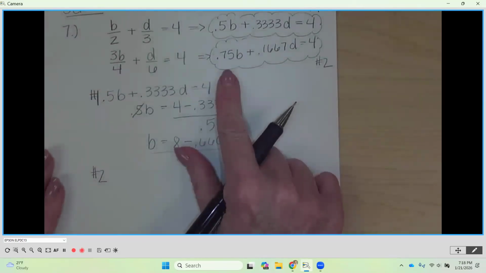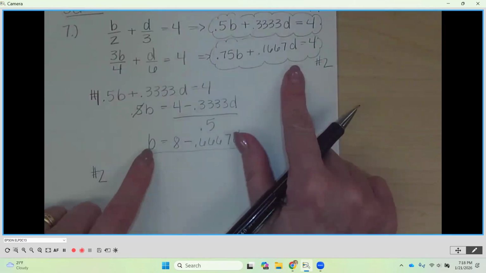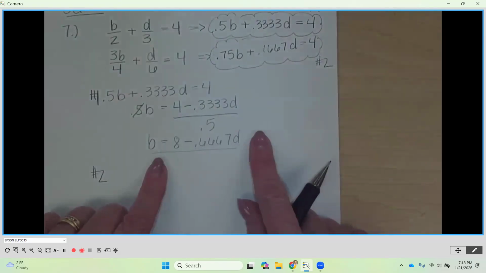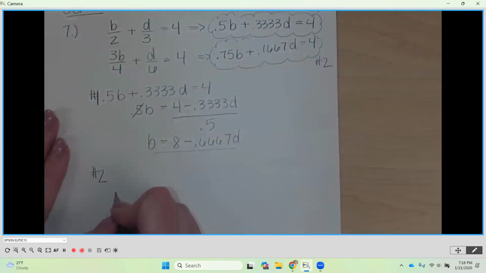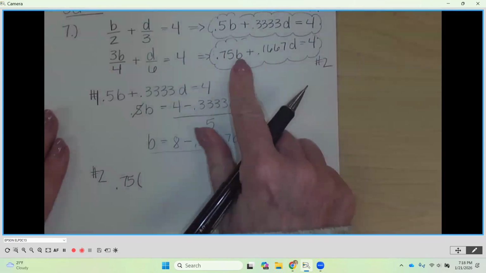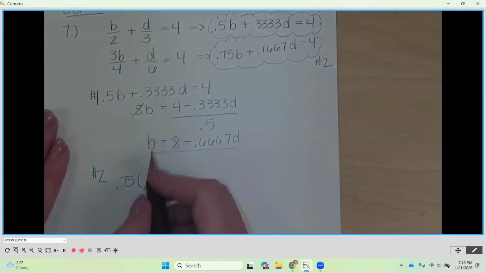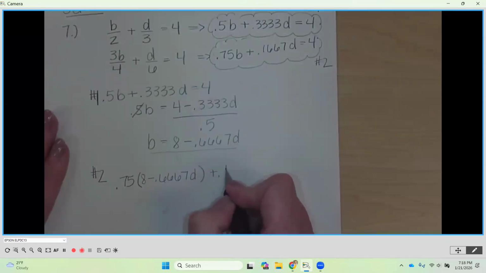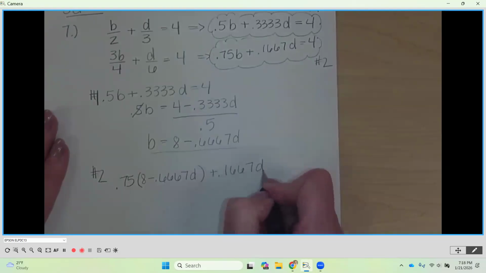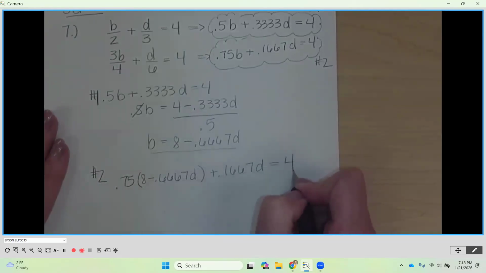All right. So now we're gonna use this equation right here, but wherever we see B, we're not gonna write B, we're gonna write 8 minus 0.6667D. Okay. So right away, I've got 0.75 times B. B is going to be 8 minus 0.6667D. And then I'm going to say plus 0.1667D is equal to 4.